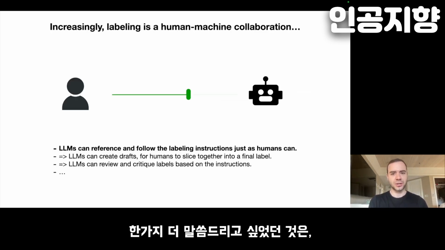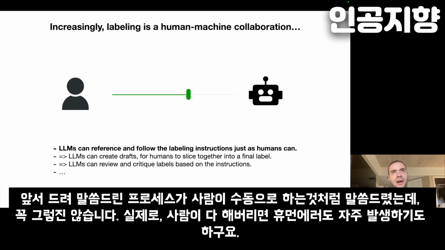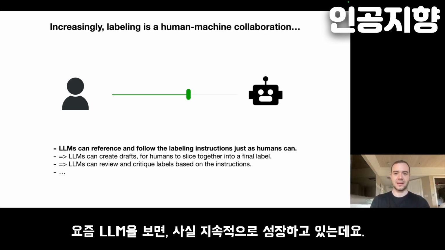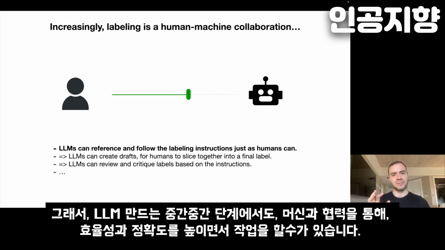One more thing that I wanted to mention is that I've described the process naively as humans doing all of this manual work, but that's not exactly right, and it's increasingly less correct. And that's because these language models are simultaneously getting a lot better, and you can basically use human-machine collaboration to create these labels with increasing efficiency and correctness.